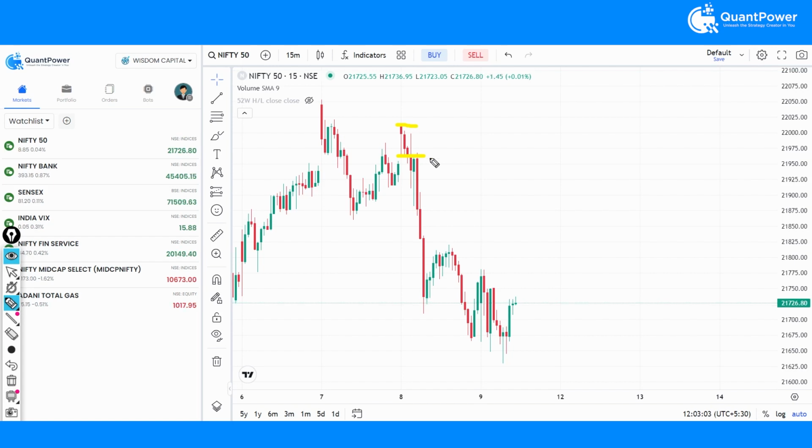Whenever the low is broken, you will buy an at the money put option. Your stop loss should be the day high of the index chart or the premium chart. Keep your target 4 times. Suppose you placed a stop loss of 25 points, so your target should be at least 100 points.